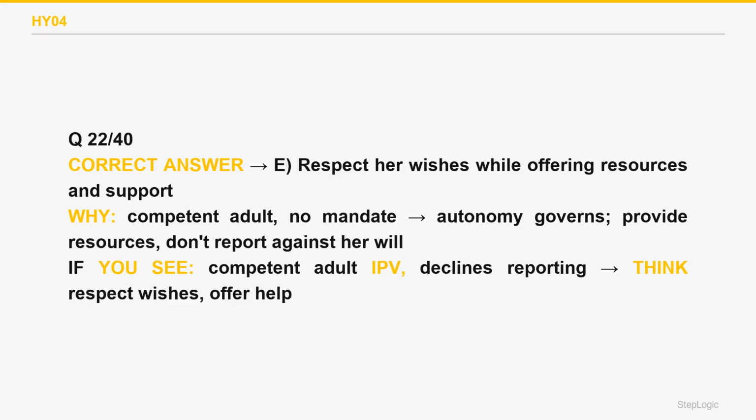Reporting to police against her wishes overrides the autonomy of a competent adult where no reporting law compels it. The opposite of child abuse, which is mandatory. Choice A, wrong. Forcing her into a shelter likewise removes her choice and can endanger her further. Choice C, wrong.